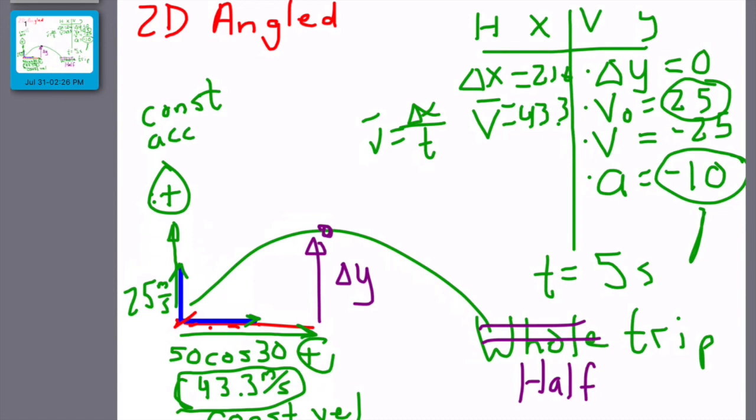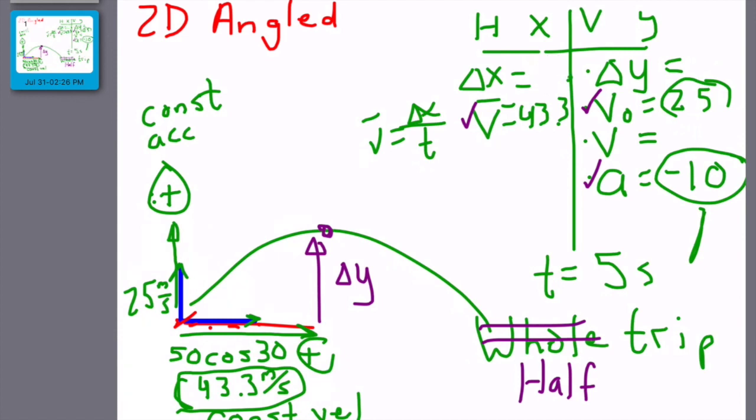Well, there's a few things. First of all, v0, yeah, that's okay. a's okay. This v's okay. Delta y is no longer 0. I got to get rid of that. v final is no longer -25. x is no longer 216. But there are some free things here.